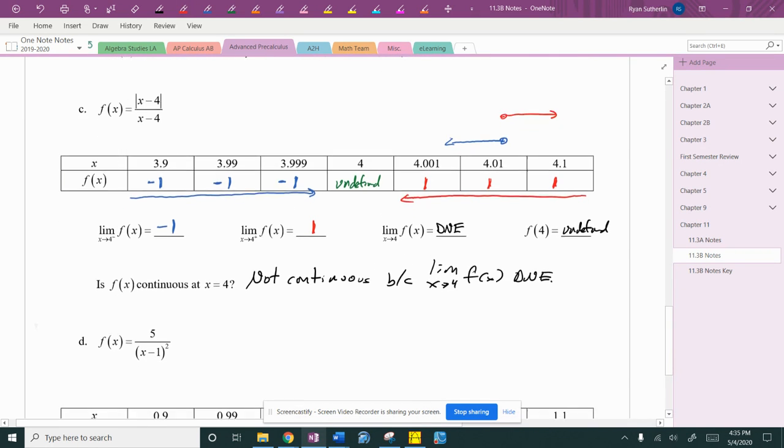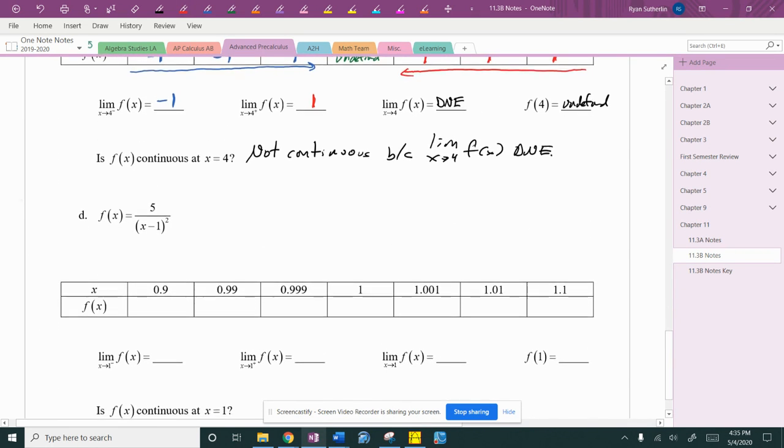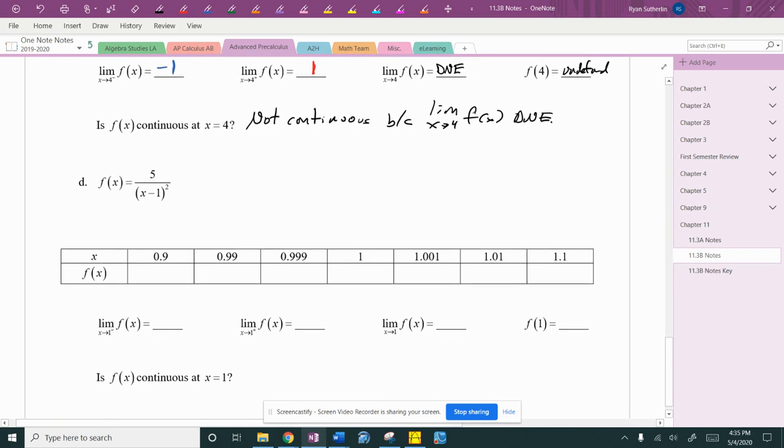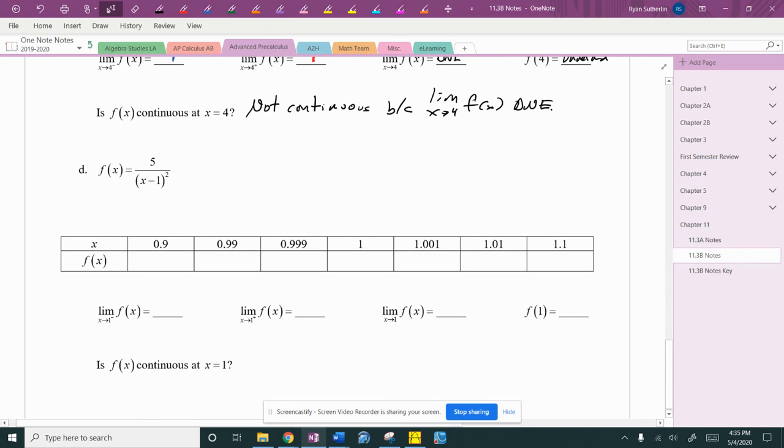All right, final question here. So I have a rational function. f of x is 5 over (x minus 1) quantity squared. We're going to look at x equals 1 and evaluate the limit. So if I plug in 0.9, we end up with 500. 0.99, we end up with 50,000. 0.999, this is 5 million.